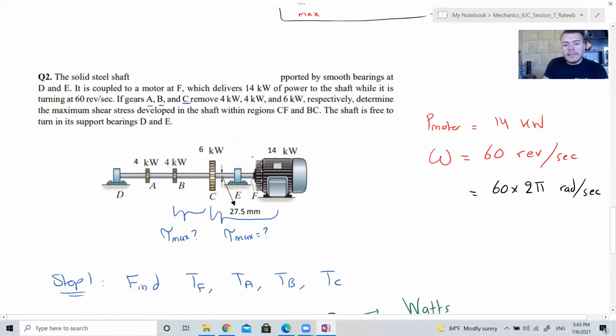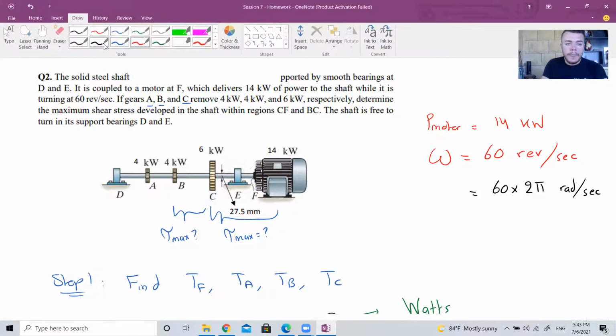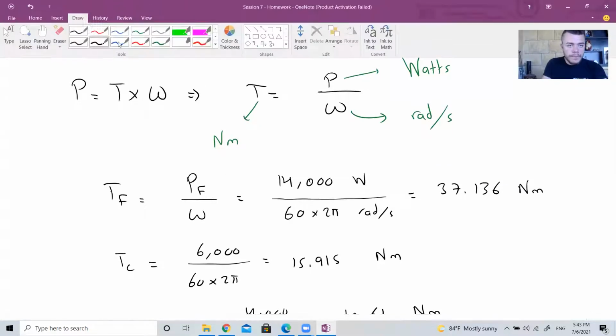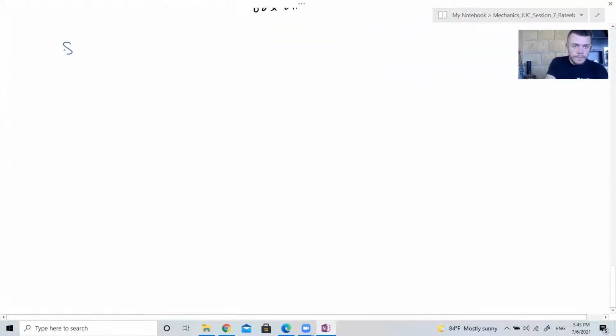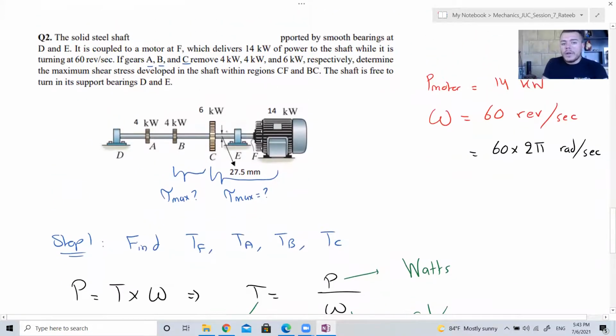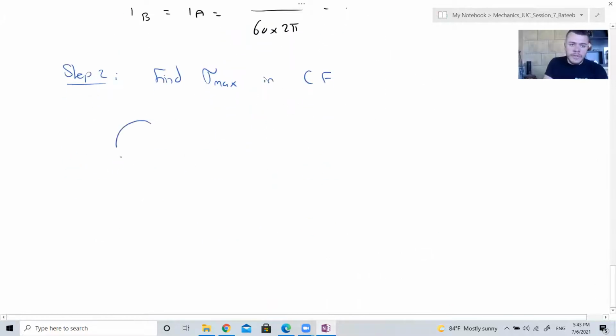How do you find the maximum shear stress in this section, CF? What do you do? So now, step 2, find tau max in CF. What is this, 27.5? This is the diameter of the shaft. So if you want to draw a cross section, it's like this, 27.5 millimeters.